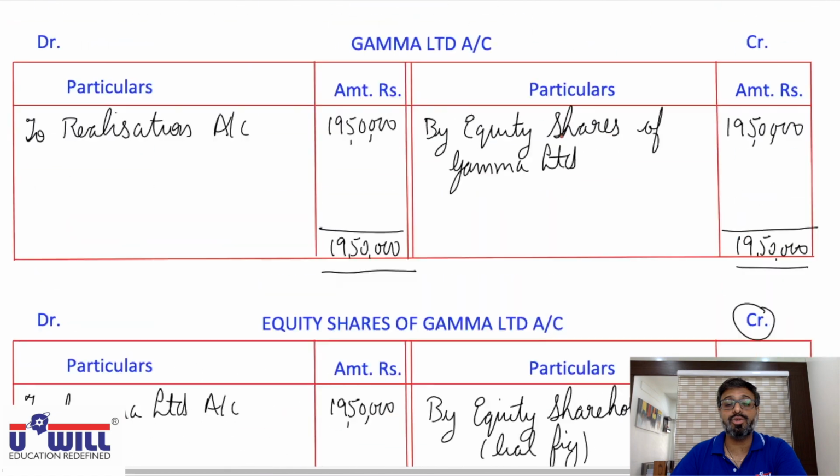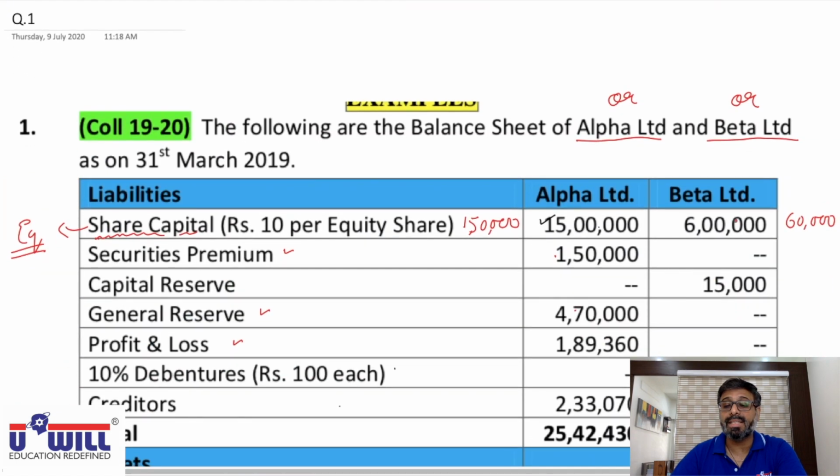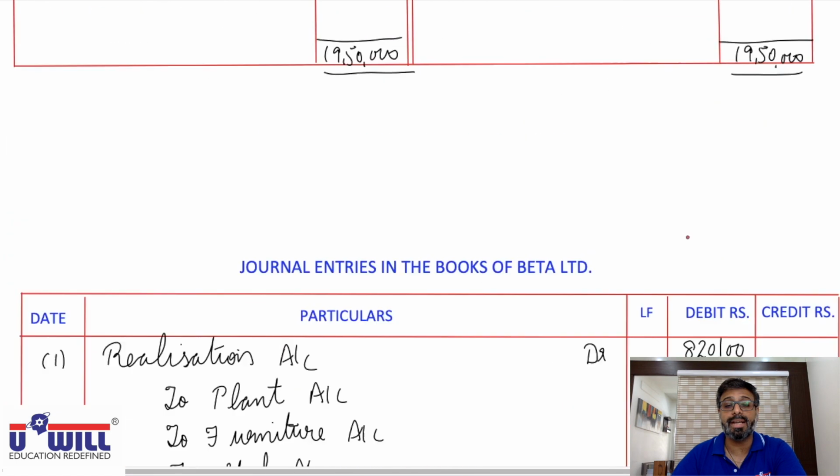Then the third entry is to close equity share capital. You can see 6 lakhs is the amount of equity share capital.